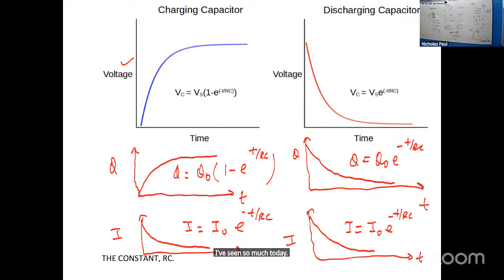Yeah, RC is your time constant, remember, tau. All have negative t, right? It's a flipped exponential graph.